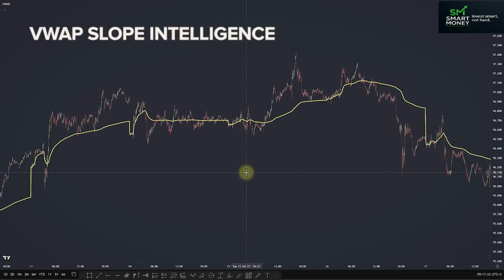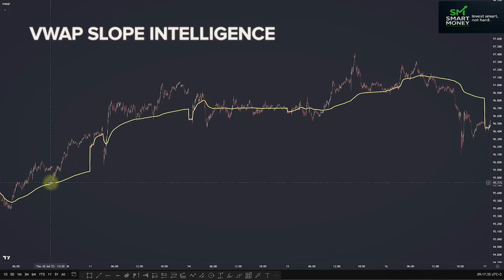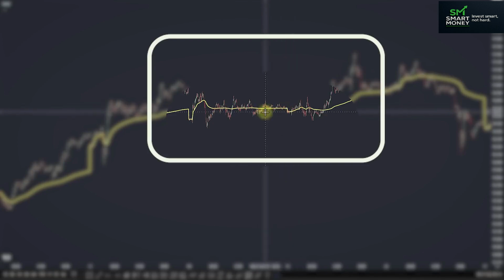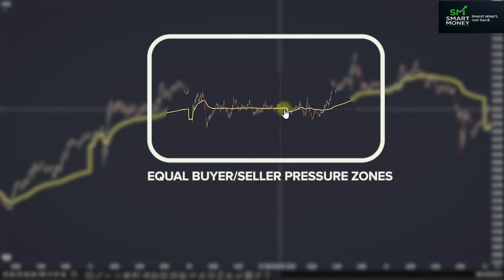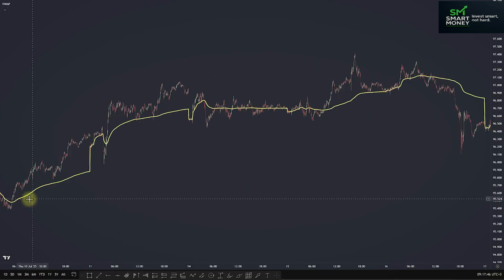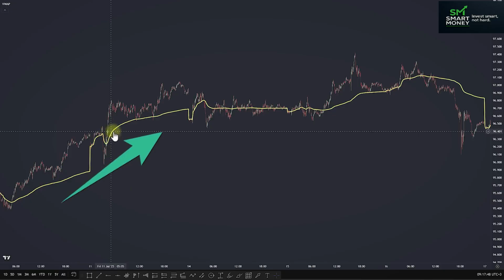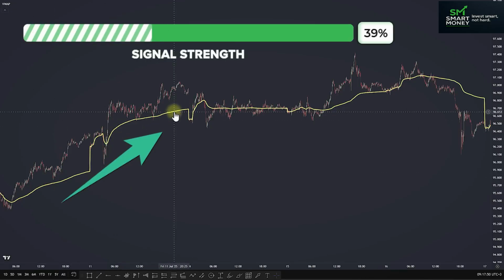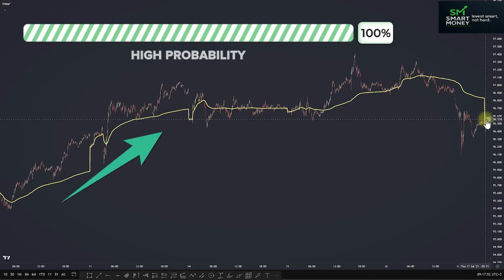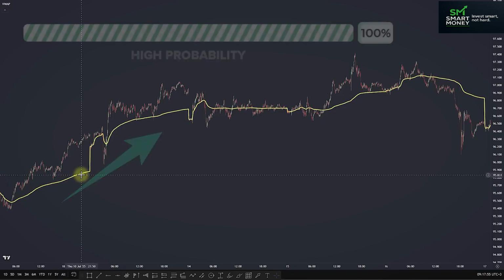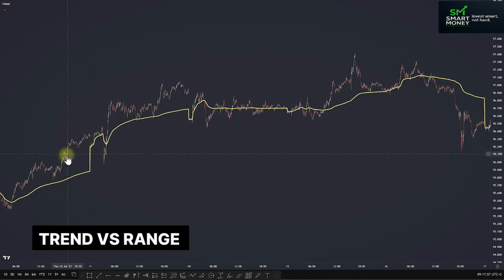But the real intelligence is in the VWAP slope. A flat VWAP means the market is in balance. Buyers and sellers are evenly matched. Price will likely chop around this level. A steep VWAP slope means one side is winning decisively. The steeper the angle, the stronger the institutional flow. This is how you identify trending versus ranging market conditions.